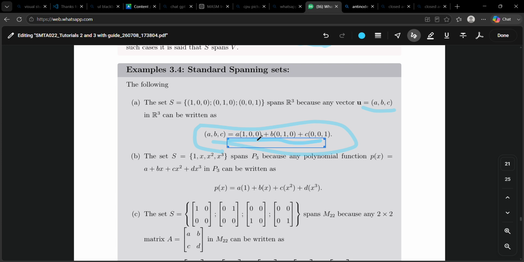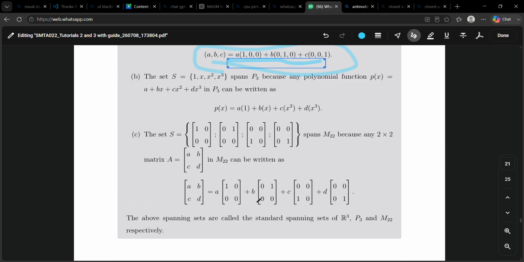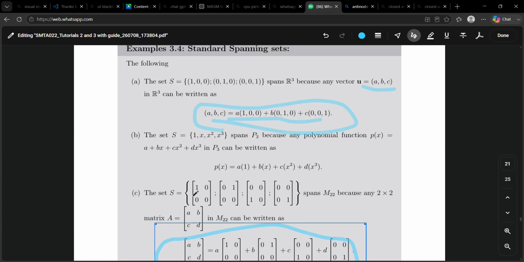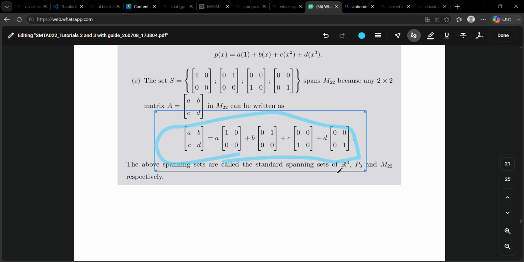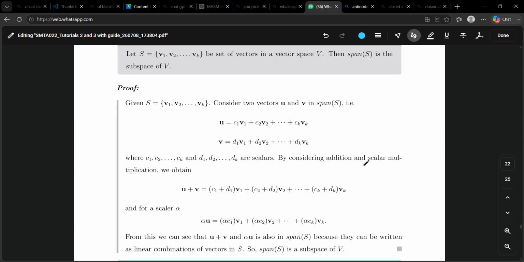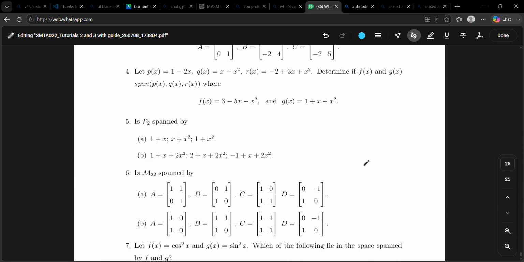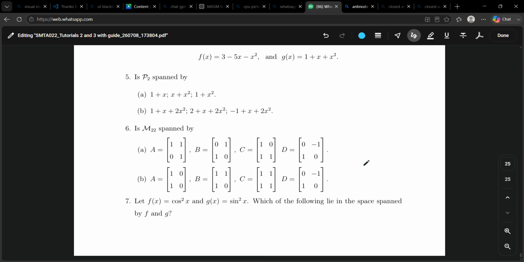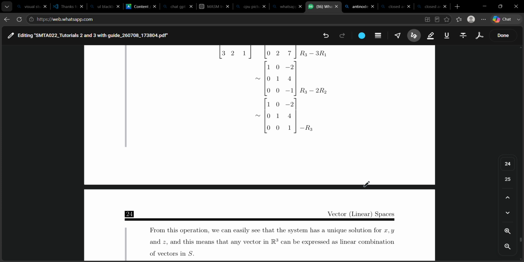So now, this is another one. You can write it as a linear combination. So we can say that the above spanning set actually spans R3. Then we come. So every time they talk about a span, you must just perform the linear combination.